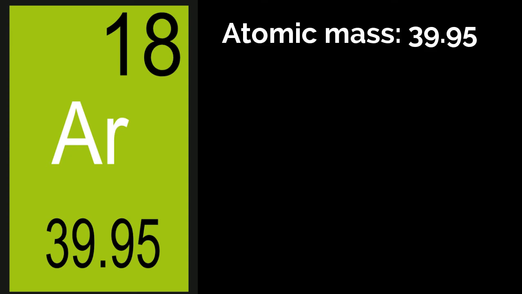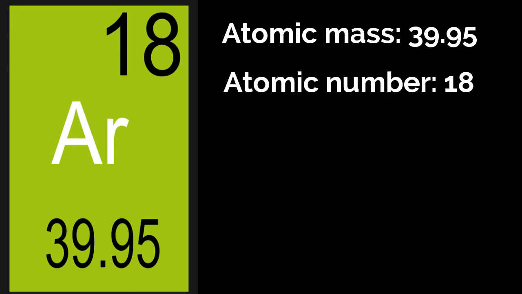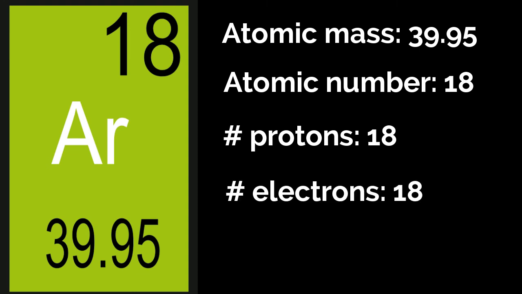Argon. Atomic mass is 39.95. Atomic number is 18. Number of protons is 18. Number of electrons is 18, since in a neutral atom, number of protons is equal to the number of electrons. To get the number of neutrons, subtract atomic number 18 from the mass number 39.95. The number of neutrons is equal to 21.95, rounding off to 22. Therefore, the number of neutrons is 22.